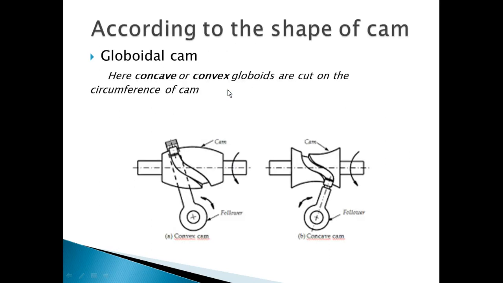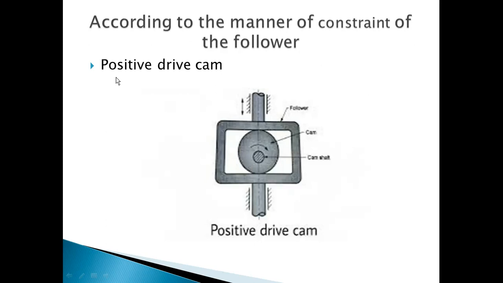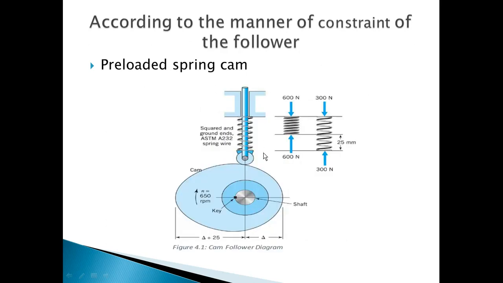In the previous one, there is always positive drive contact because of the physical arrangement, and in this case, though we have made an arrangement where there is a chance that they may lose the point of contact, we are providing a spring so that they will remain in contact forever, so that there is no cut in the power transmission.